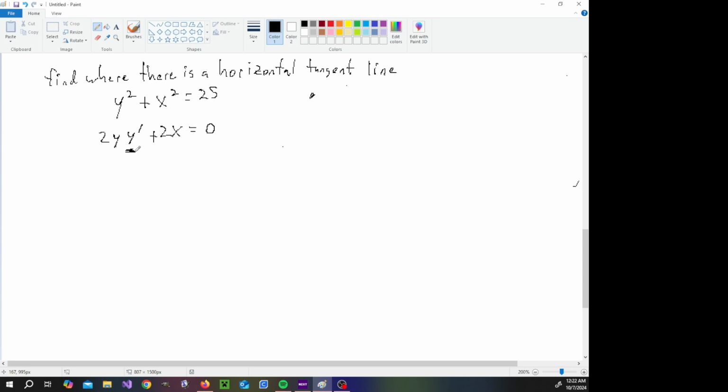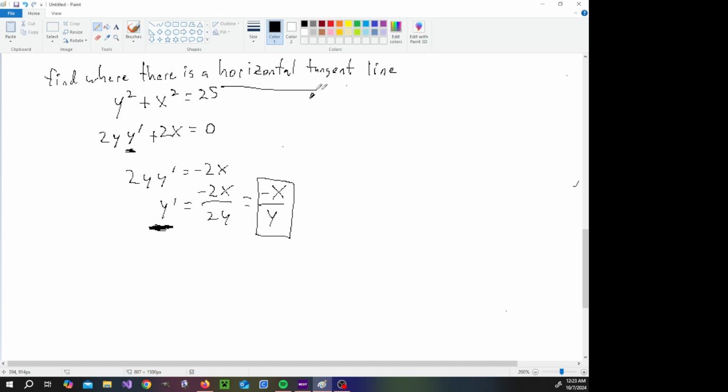So now we want to solve for our y prime. So we're going to go ahead and do 2y prime is equal to negative 2x, and then divide both sides by 2y, so that y prime is negative 2x over 2y. Well, our 2's cancel. This is really just negative x over y. And perfect. So now we have this expression of our derivative in terms of our x and y value, right? Y prime is negative x over y.